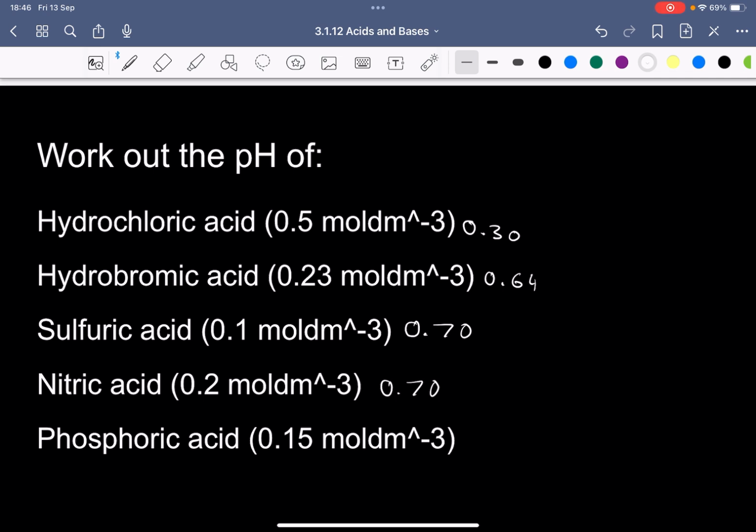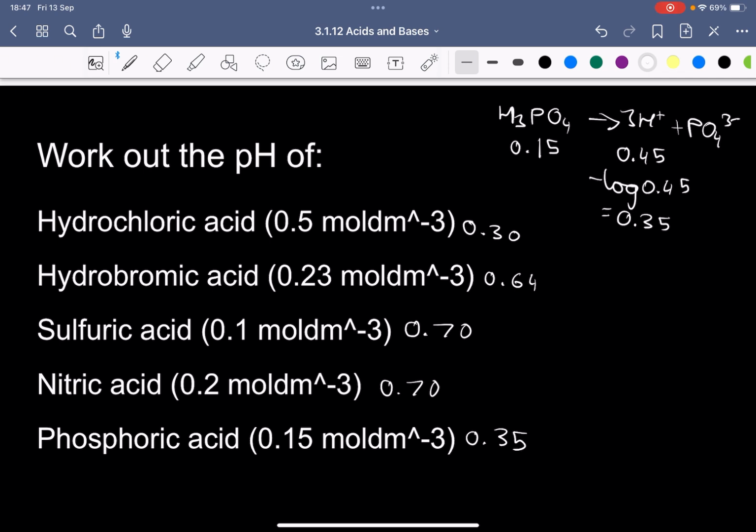Now, the formula of phosphoric acid is H3PO4, and this dissociates to 3H plus and PO4 3 minus. So originally the concentration is 0.15. Now phosphoric acid to H plus is a ratio of 1-to-3. So we're going to times 0.15 by 3 to get 0.45. And now we can just minus log this to get 0.35.